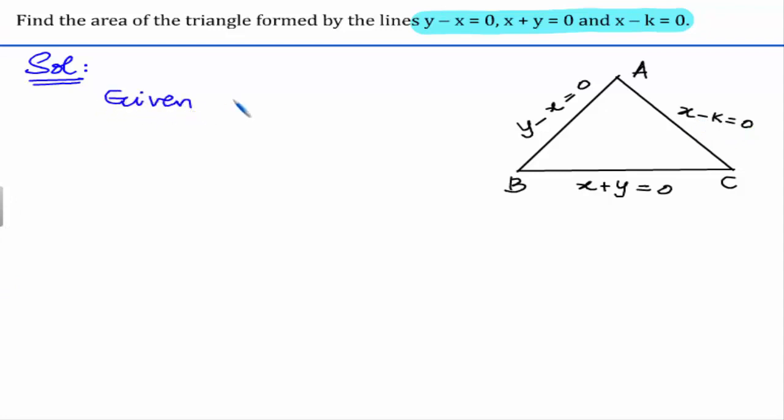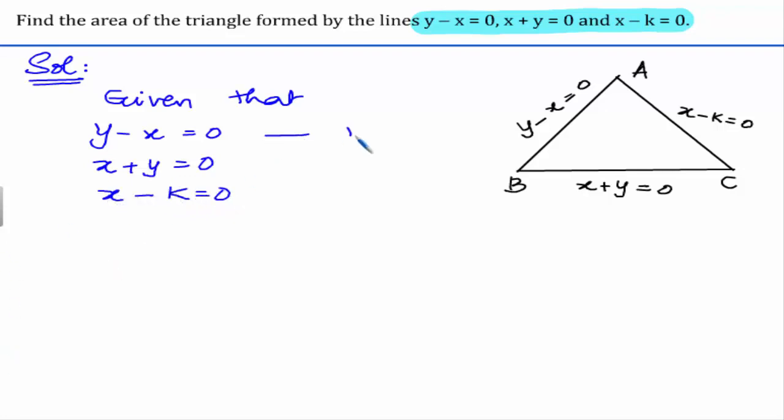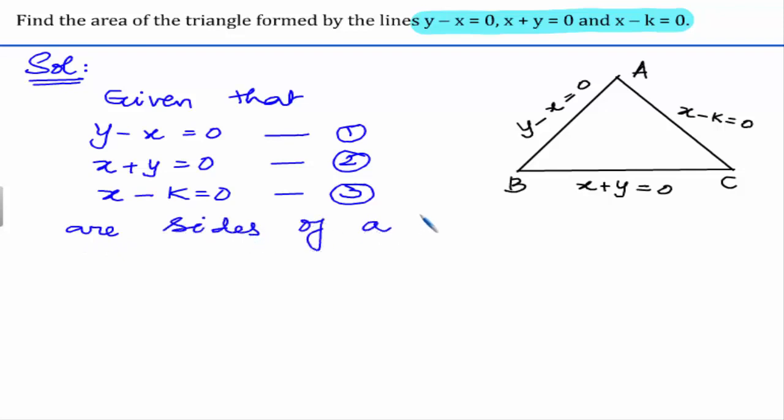Let us write the statement here. Given that y minus x is equal to 0, x plus y is equal to 0, x minus k is equal to 0. This is the first, this is the second equation, this is the third equation, are sides of a triangle. Now we have to find out the area of the triangle. To find out the area, we require the vertices.